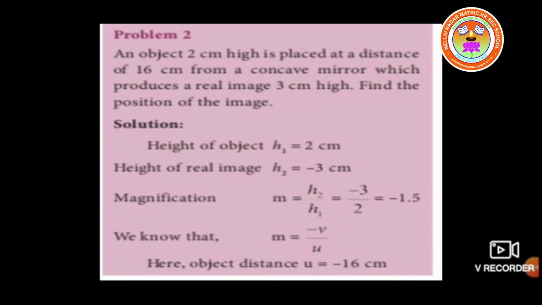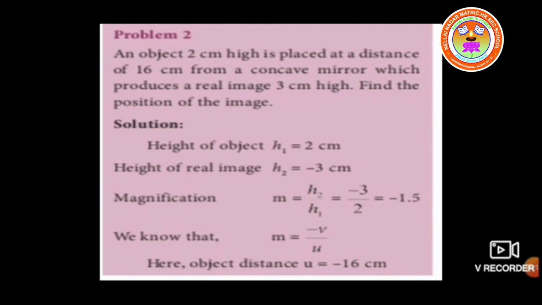The height of the object h1 is equal to 2 centimeter. The height of the real image h2 is equal to minus 3 centimeter. So we need to find the position.